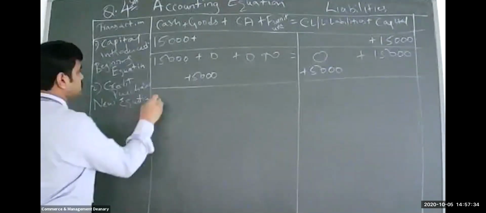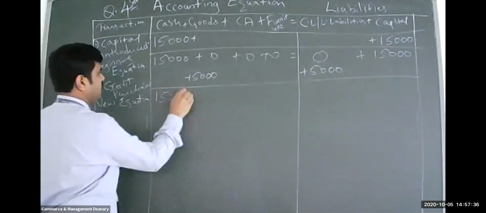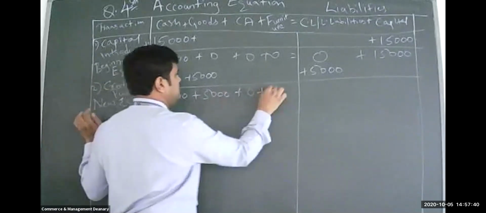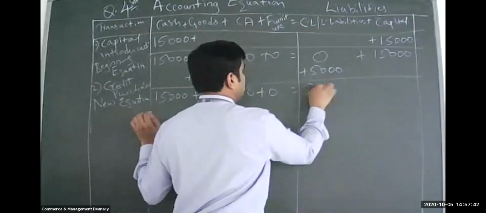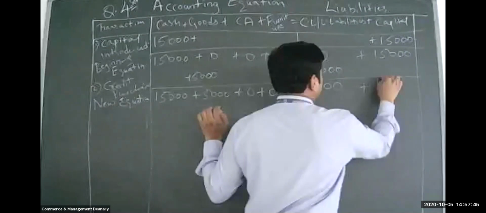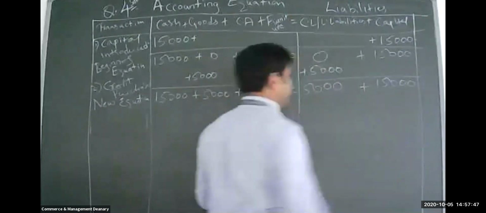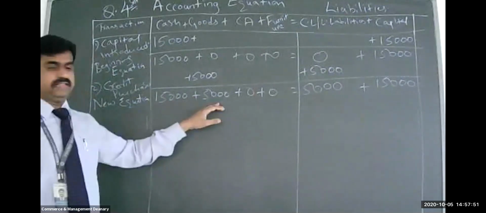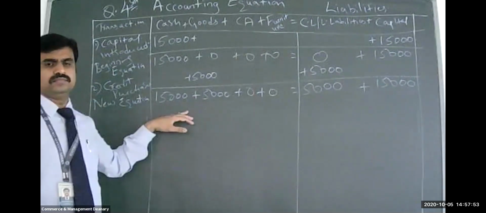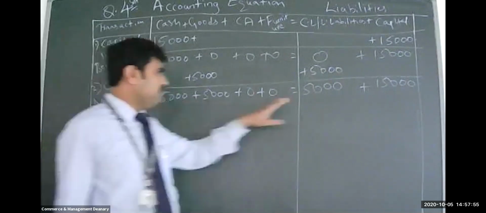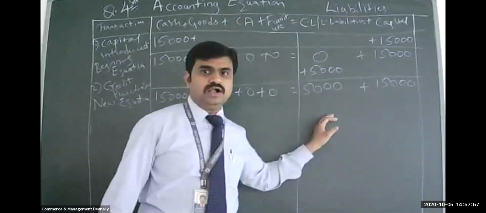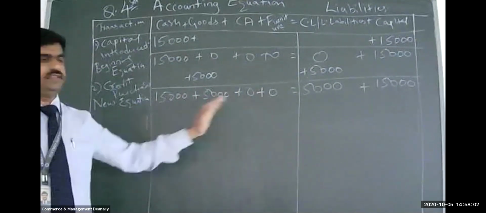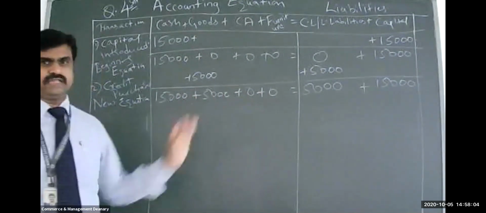How much is cash? 15,000. Goods is 5,000. Current asset is 0. Furniture is 0. Current liability is 5,000. And capital is 15,000. So how much do we have on the left hand side? 15,000 plus 5,000, that is 20,000. And 5,000 plus 15,000 is also 20,000. So both are 20,000, your equation is equal, so we can go to the next transaction.